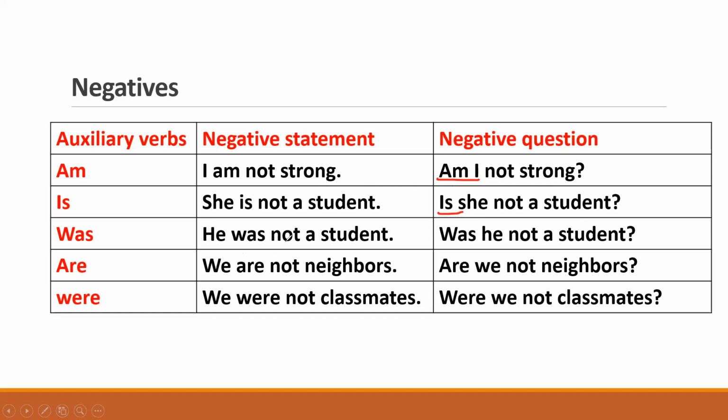He was not a student. Was he not a student? We are not neighbors. Are we not neighbors? We were not classmates. Were we not classmates? Okay, so this is how you have to make your negatives when it comes to not. Okay, the not stays in the sentence, only the auxiliary verb comes front.